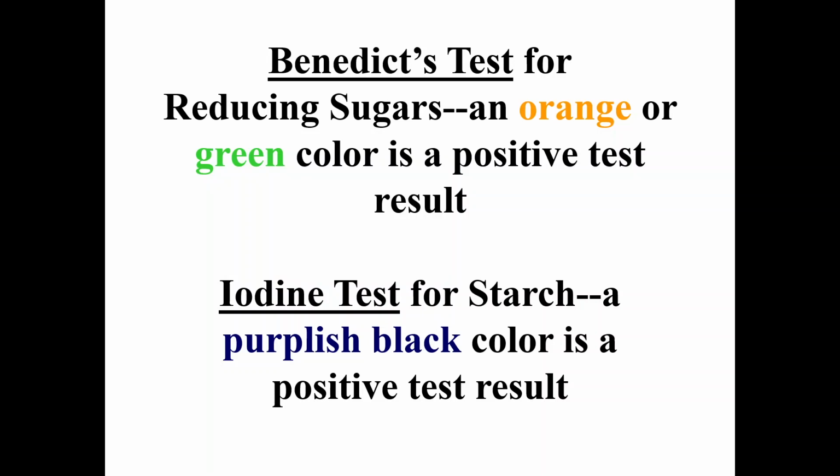Another test you can do to check for a different type of carbohydrate would be the starch test using iodine, right? And iodine can stain a very dark purple, almost black color when it comes in contact with the starch. And so it's very easy to tell using iodine when it's on a starch because it will do a very vivid color change.